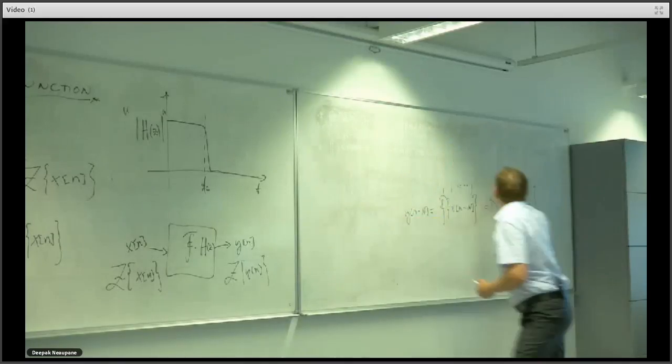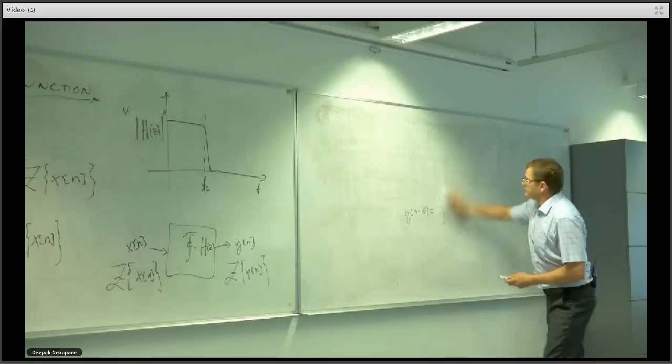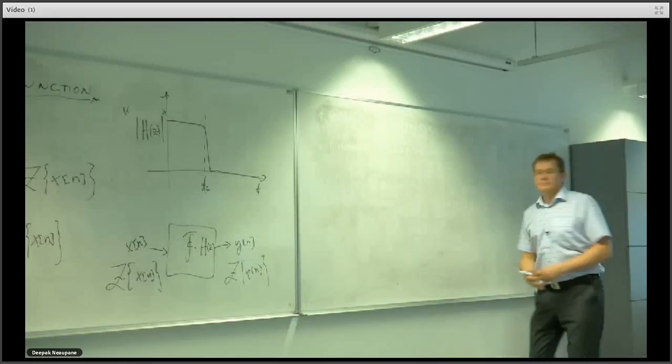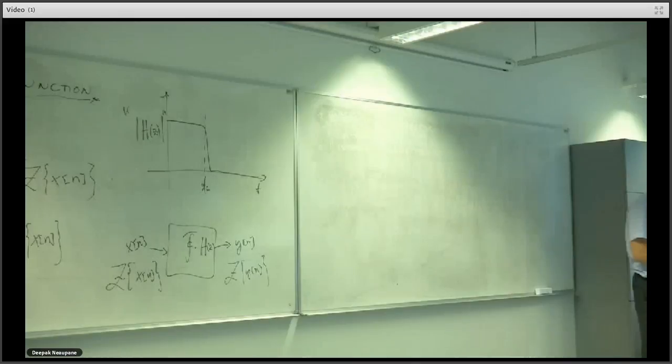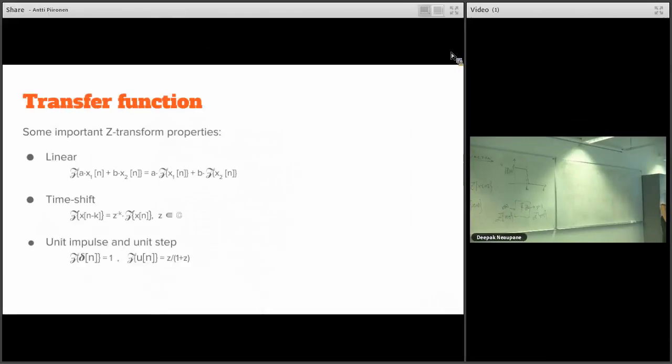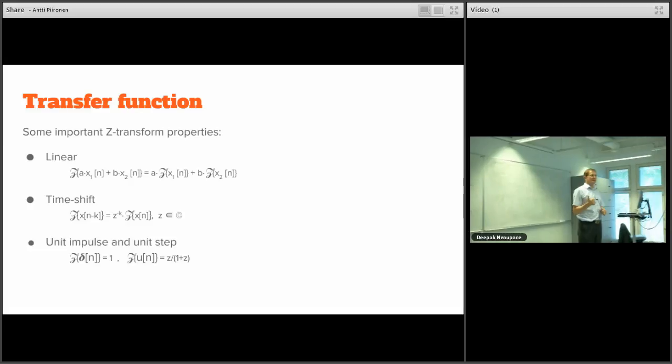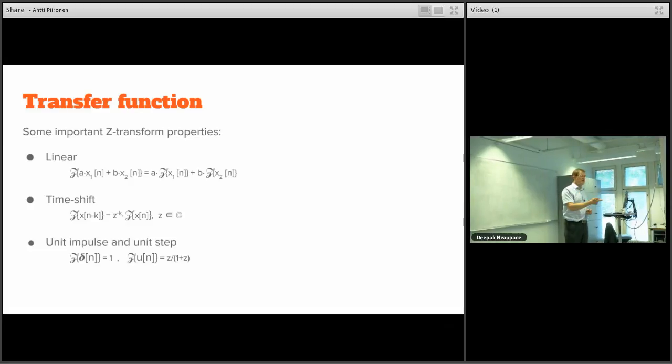Because of those properties there, the transfer function, some important Z transform properties. One is that it is a linear transform, then another one is time shift. If you have a time shift of a signal, it actually comes out as z to the minus the time shift. Then the unit impulse actually transforms into 1, and the unit step as z divided by 1 plus z. Okay.